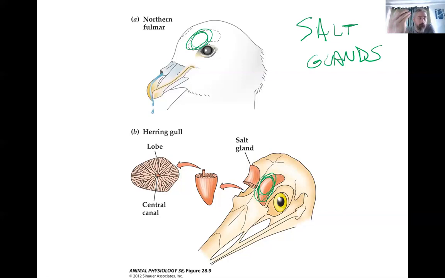Remember these animals, they're drinking seawater, they're eating a lot of times marine invertebrates, so they have a lot of salt in the food they eat as well. They have to get rid of it somehow. So it sits and collects in these salt glands and drains out a little duct, a little nasolacrimal duct. Okay, it comes out, I'll write that out for you if you want to know.